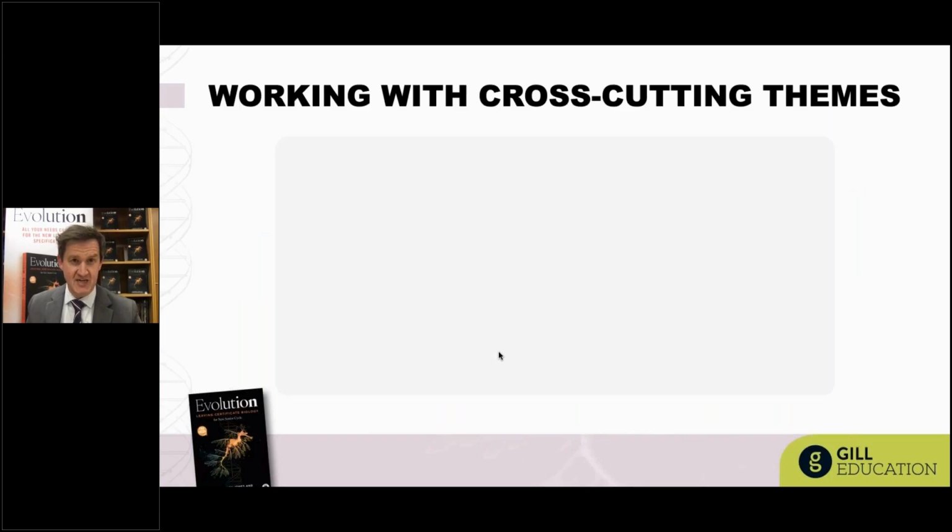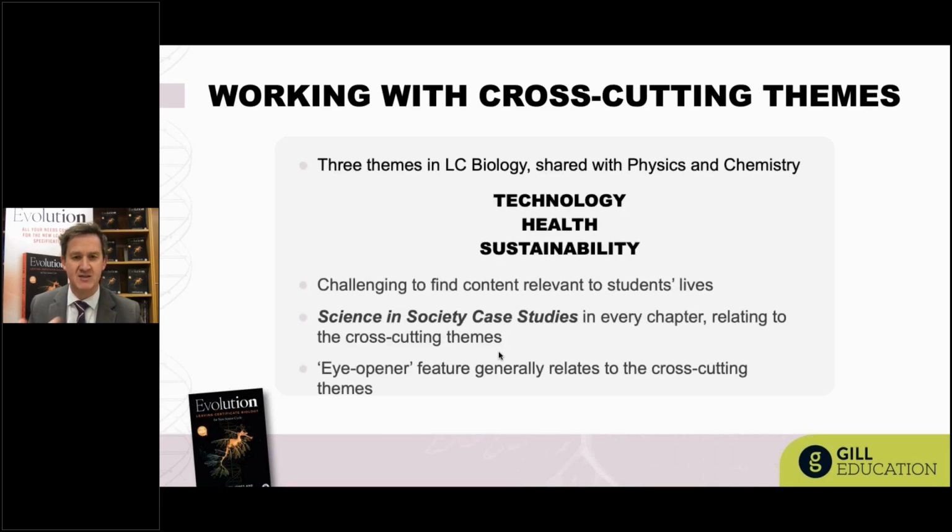So moving away from the learning outcomes, and as I said, hopefully we don't even have to look at the learning outcomes and specification, knowing that that's all been unpacked for you. But working with cross-cutting themes is an interesting area as well. And again, this follows a little bit from ag science, which has quite a lot of cross-cutting themes. But biology, chemistry, and physics collectively have 3: technology, health, and sustainability. They're shared across the 3 senior sciences.